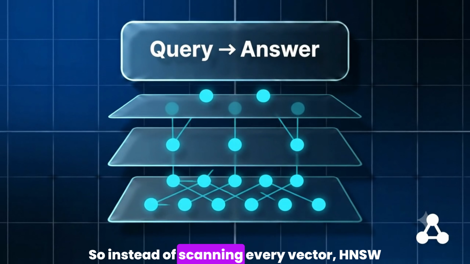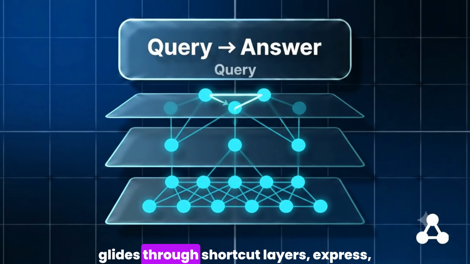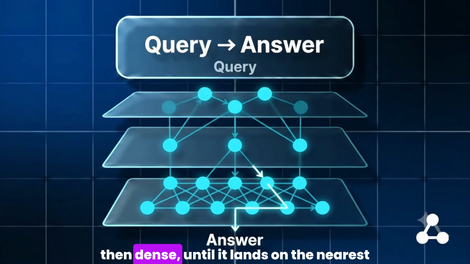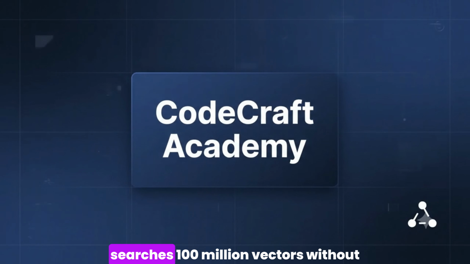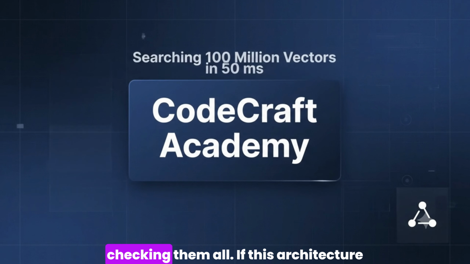So instead of scanning every vector, HNSW glides through shortcut layers, express, then dense, until it lands on the nearest neighborhood. That's how modern AI searches 100 million vectors without checking them all.